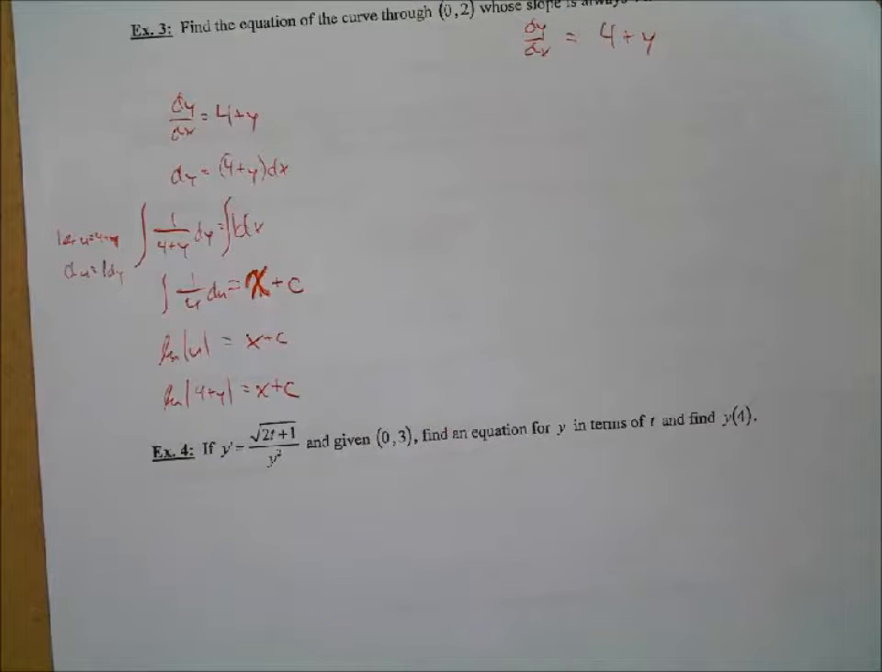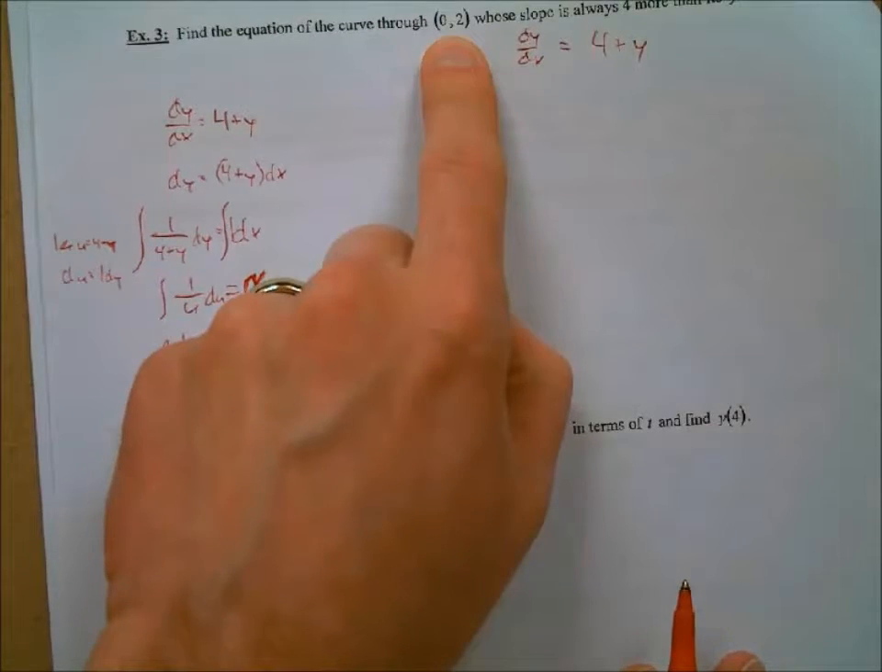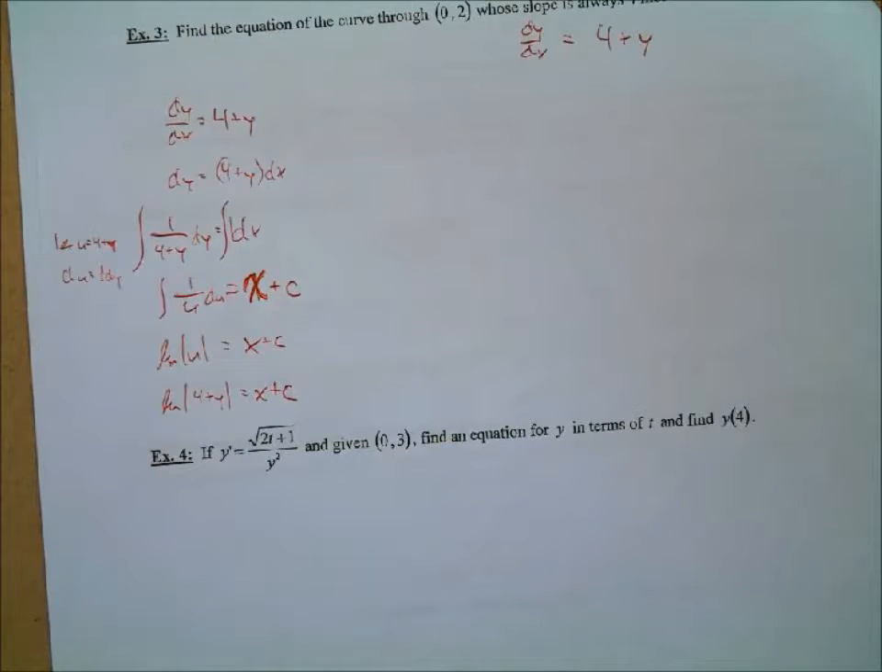Of course, we want to use our point here. At this point, we can either solve for y or we can find c first. Any preference here? Solve for y, or solve for c?